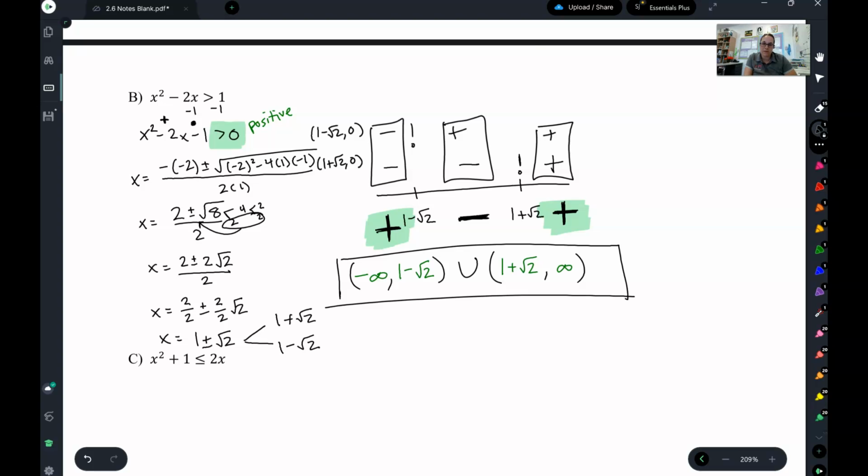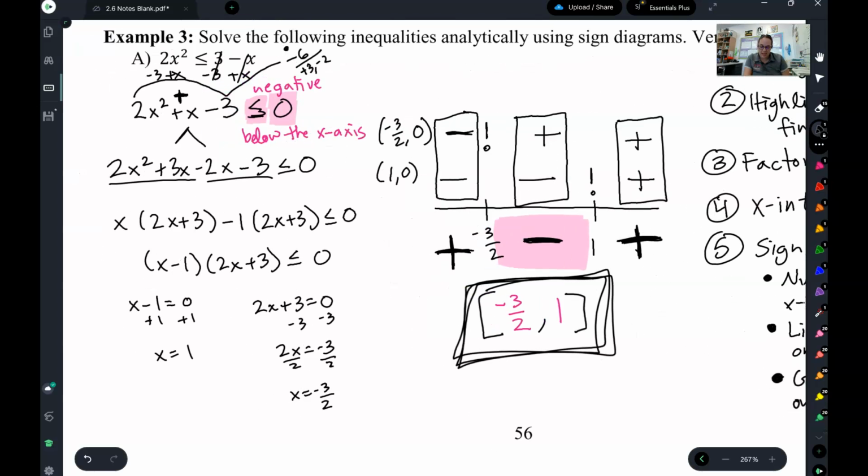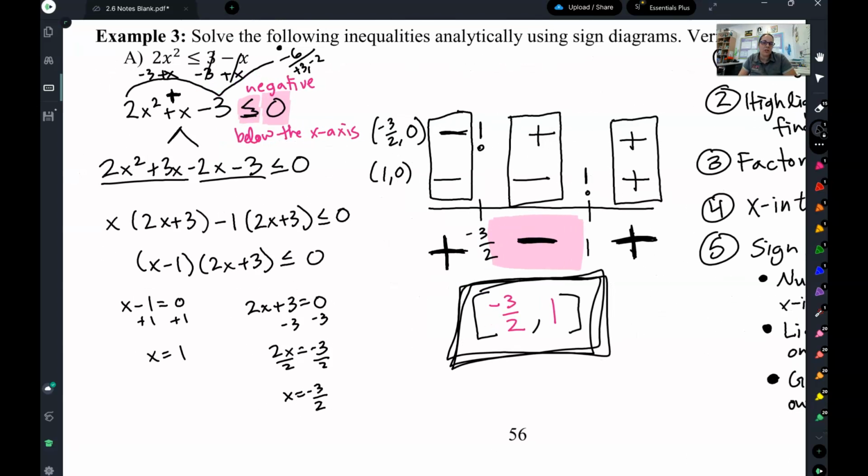Second piece of word of wisdom for sign arrays. I'm going to go back to this problem. You know how in the English language, we have a lot of rules, and there are sometimes exceptions to those rules. This rule happens most of the time, but like 10% of the time it doesn't work. Well, that happens here with sign arrays. There's a small thing that occurs very rarely that you need to be careful of, and that is negative leading coefficients.